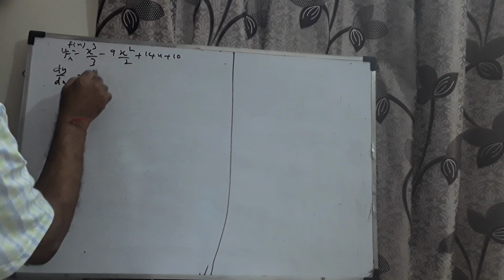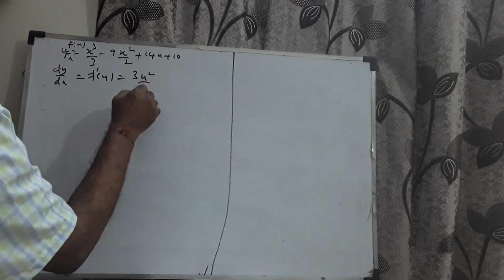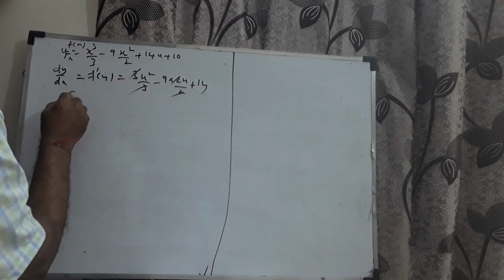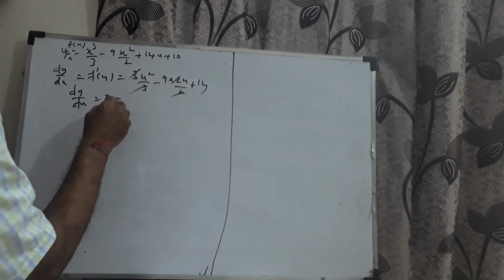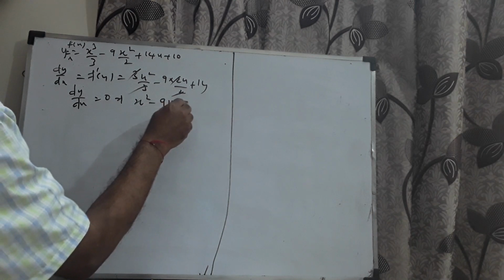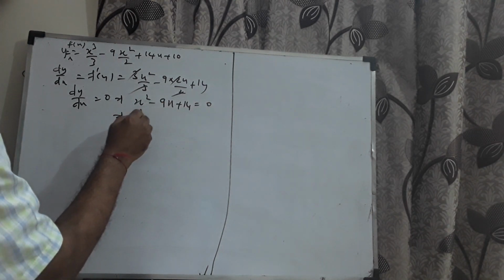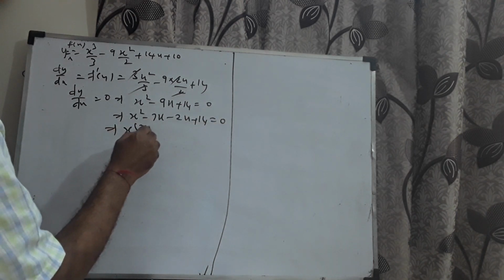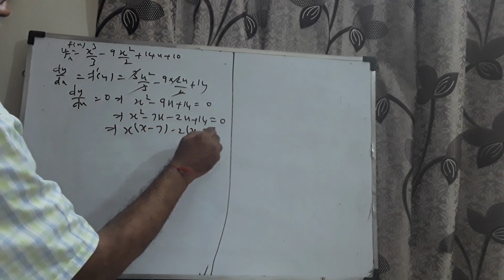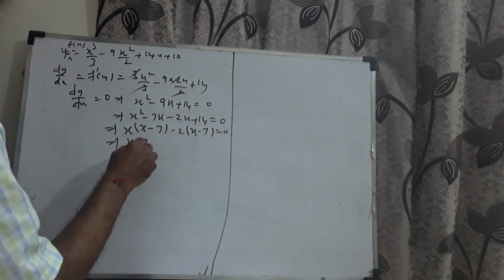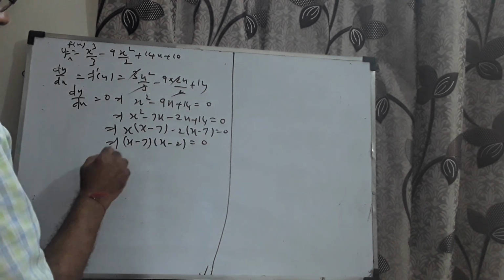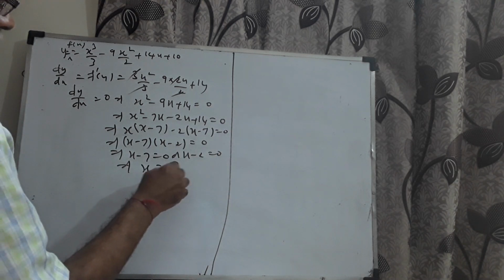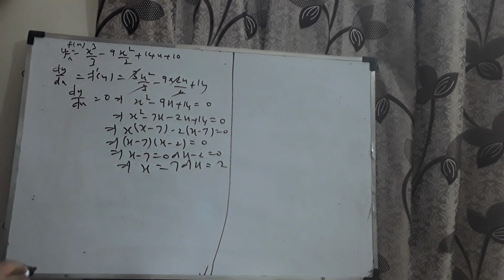Now dy by dx, you can even write f dash of x here, is 3x square by 3 minus 9 into 2x by 2 plus 14. Here 2 gets cancelled, 3 gets cancelled. Now dy by dx equal to 0 implies x square minus 9x plus 14 equal to 0, which implies x square minus 7x minus 2x plus 14 equal to 0, which implies x into x minus 7 minus 2 into x minus 7 is equal to 0, which implies x minus 7 into x minus 2 is equal to 0, implies x equal to 7 or x equal to 2, out of which the lower value is 2.